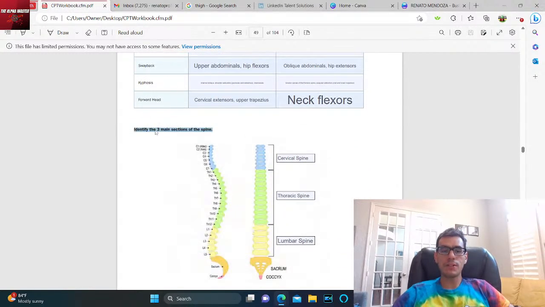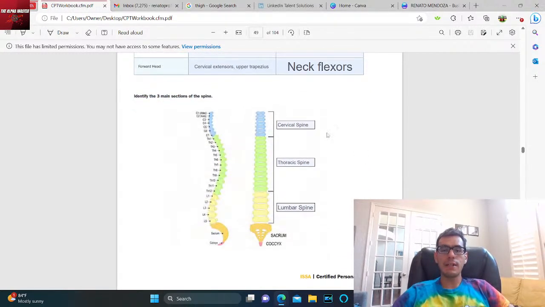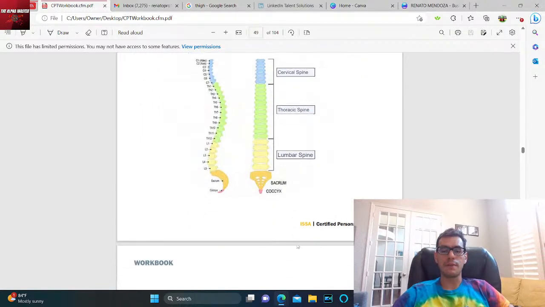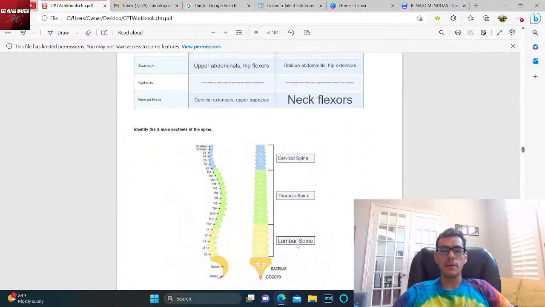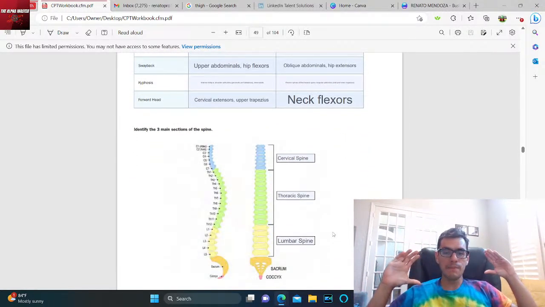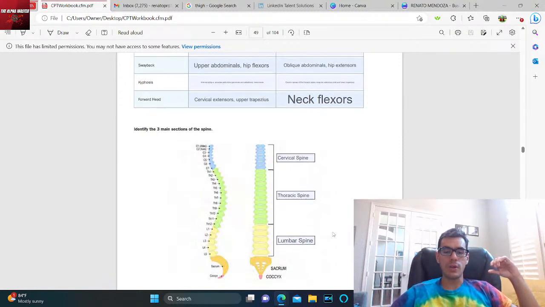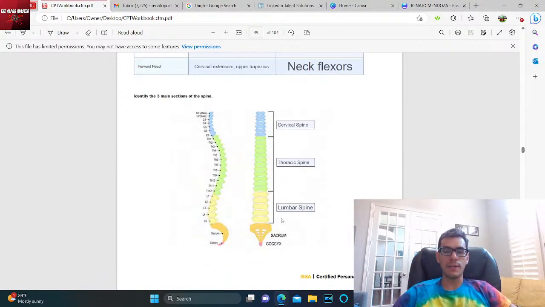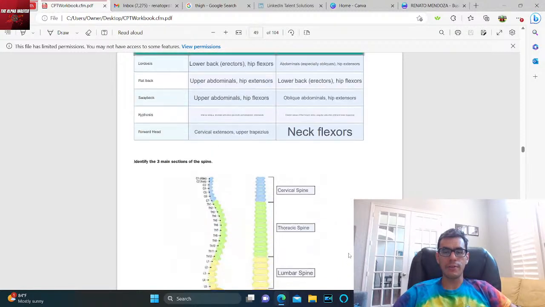Now, these are the main sections of the spine: the cervical spine at the top, the thoracic spine in the middle, and the lumbar spine at the bottom. Then you have the sacrum and the coccyx. The cervical spine has 7 short bones, the thoracic spine has 12, and the lumbar spine has 5.